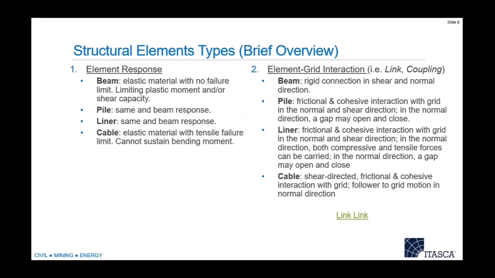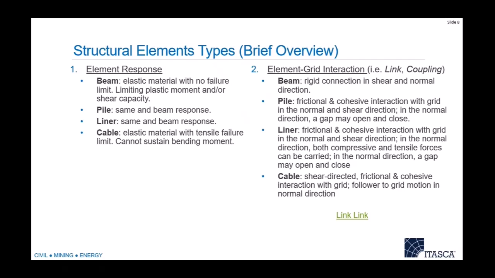Okay, so I'm just trying to really hit home here that when it comes to structural elements, there are two different ways these things respond. One is how the element responds itself, and then the other way is how it responds by interacting with the grid. In this grid interaction, I'll use the word a lot: linking, or coupling. It means the same exact thing. So I kind of talked about the element response. Beams are elastic material with no failure limit. Piles are the same as beams. Liners are the same as beams. What really differentiates these types is how they interact with the grid.